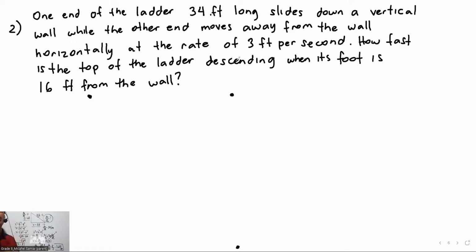Okay, the problem states that one end of a ladder 34 feet long slides down a vertical wall while the other end moves away from the wall horizontally at the rate of 3 feet per second. How fast is the top of the ladder descending when its foot is 16 feet from the wall? So I think you have illustrated the problem.